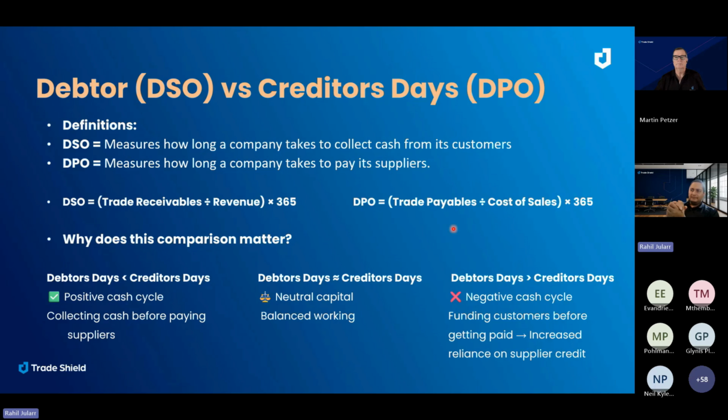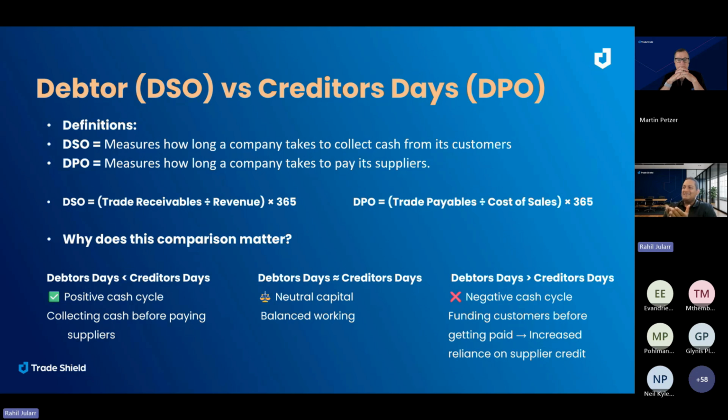Now, why does this matter? Because a business that's got better creditor days than debtor days talks about a positive cash cycle. They're collecting their cash before paying their suppliers, okay? Which is what businesses want to do. I want to collect my cash. Martin owes me cash. I want to collect my cash from Martin, keep it for 1 or 2 days, and then I'm going to pay Neil. And that way, that's a positive cash cycle.